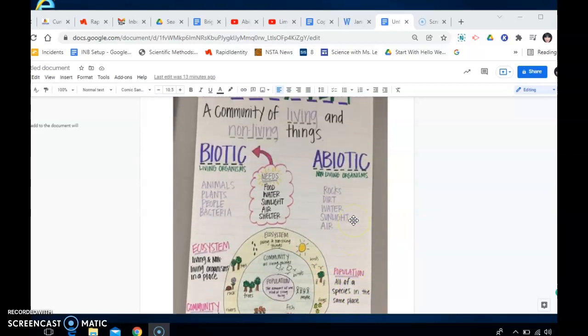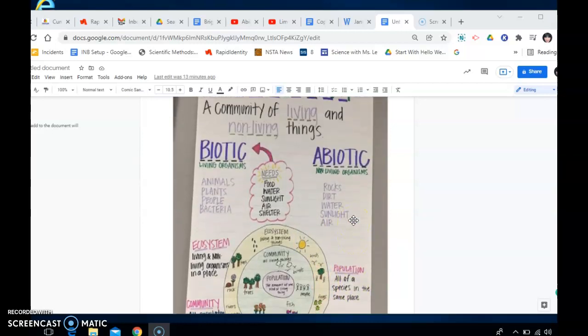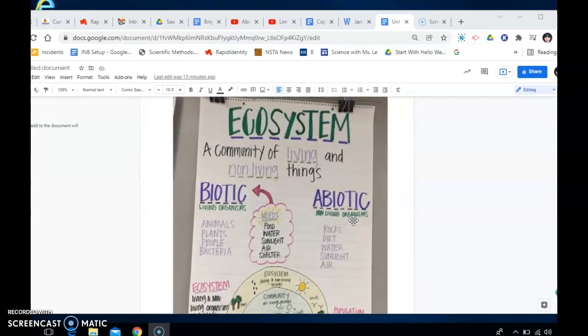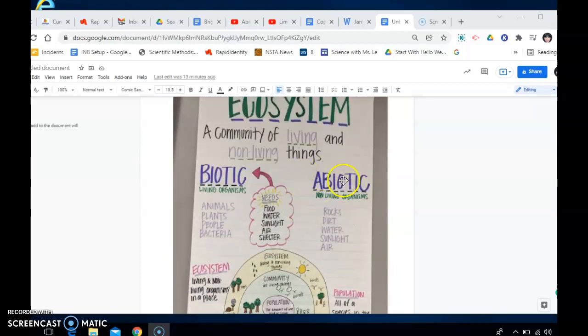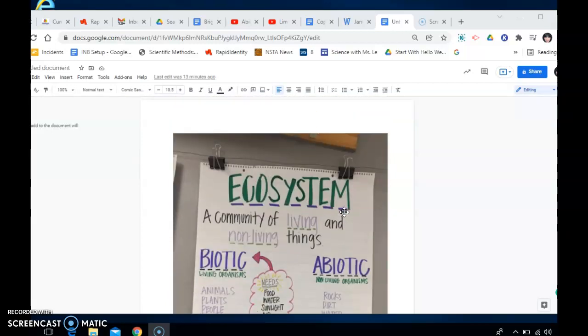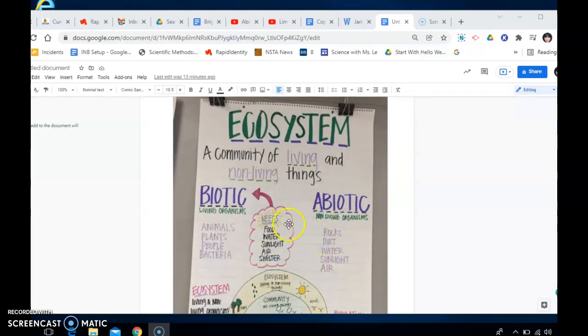This is an anchor chart that you do need to know. Remember, I said everything on an anchor chart is the meat, no fluff, right? So abiotic factors are those non-living. A means without or non. Those are things like rocks, dirt, water, sunlight, air. So those are things that you need to know as far as examples for biotic and abiotic. I would make sure that I get this in my notebook, and I will tell you what page to write it on when we get there.